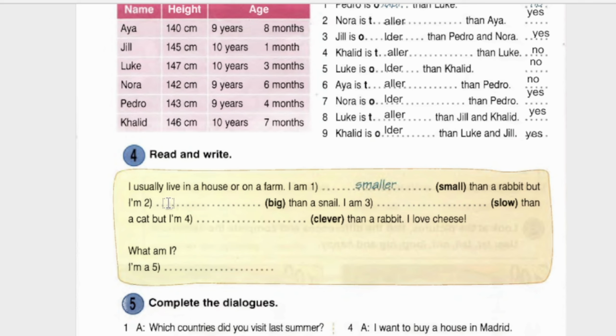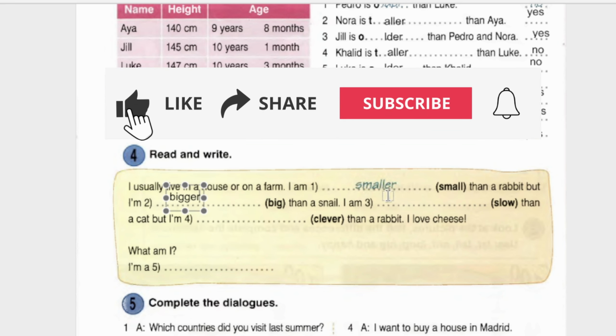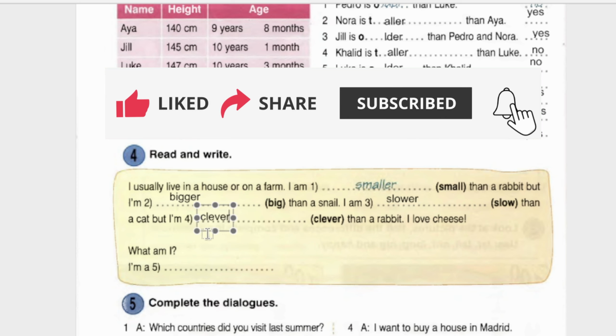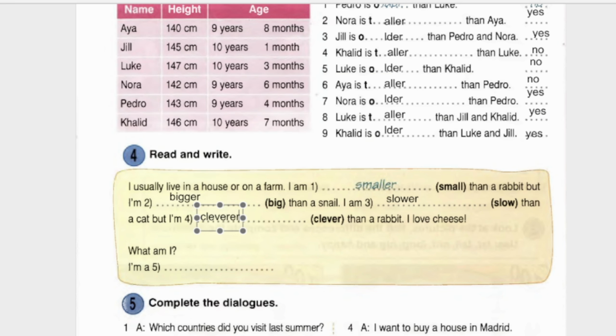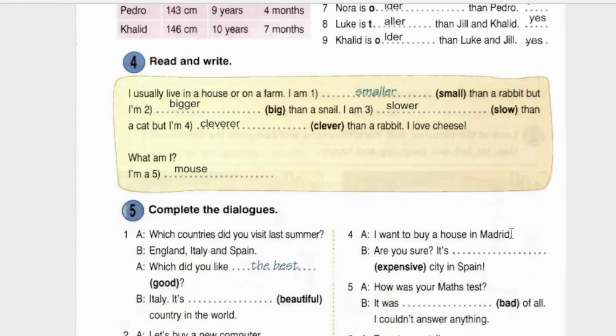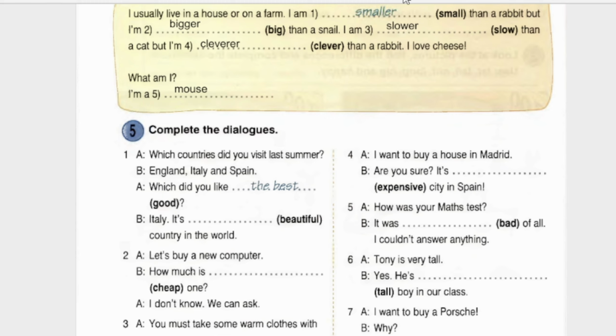I usually live in a house or on a farm. I am smaller than a rabbit, but I am bigger than a snail. I am slower than a cat, but I am more clever than a rabbit. I love cheese. Who am I? I am a mouse. Okay, let's go to this one.